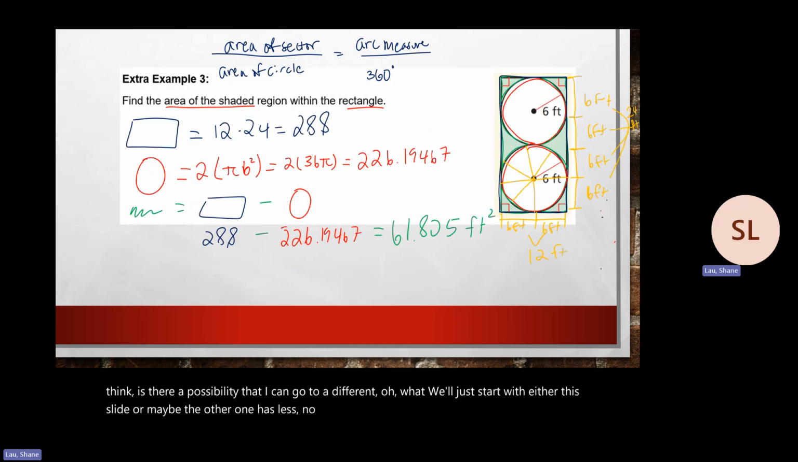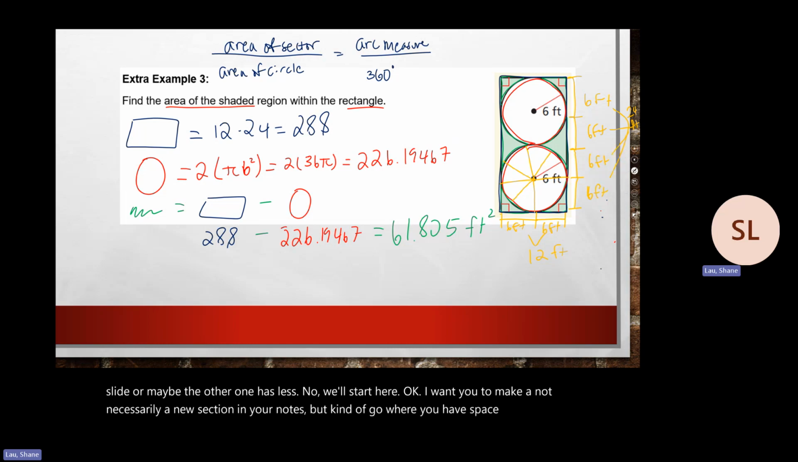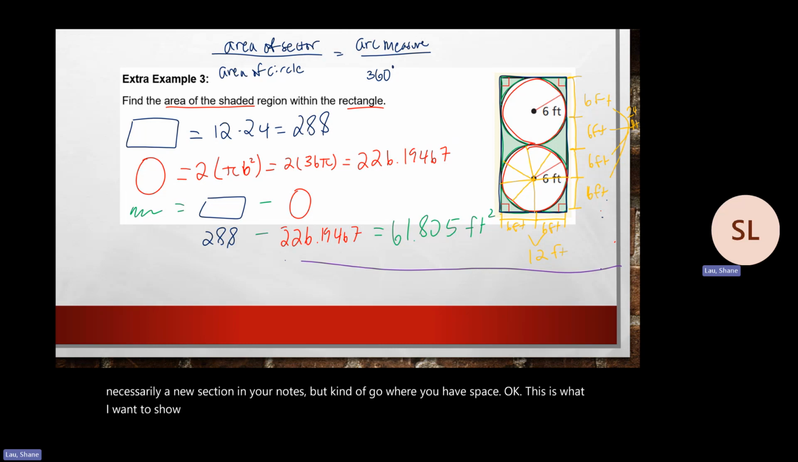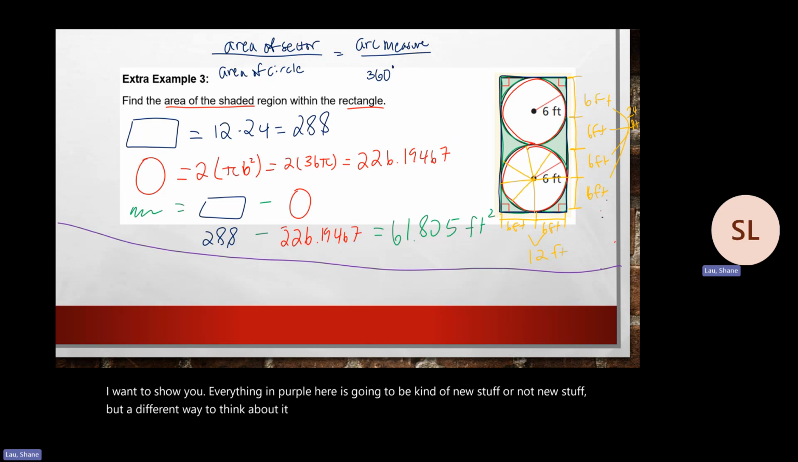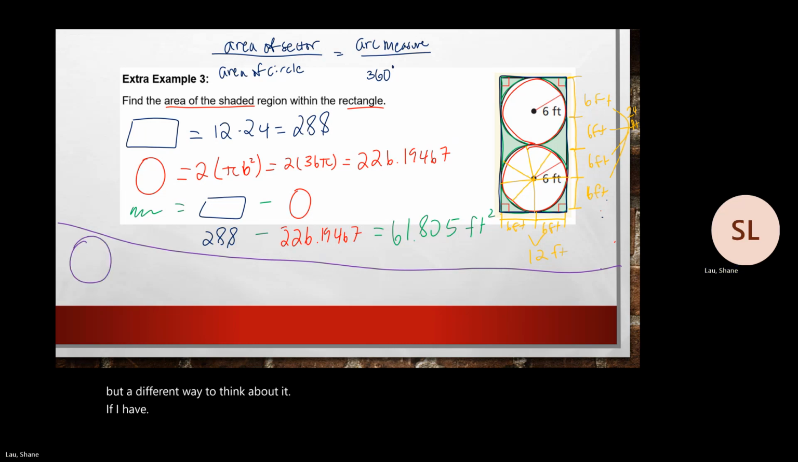We'll start here. I want you to make not necessarily a new section in your notes, but kind of go where you have space. This is what I want to show you. Everything in purple here is going to be kind of new stuff, or not new stuff, but a different way to think about it. If I have a circle here, actually a pretty decent circle, we know that a diameter is going to split it directly in half.